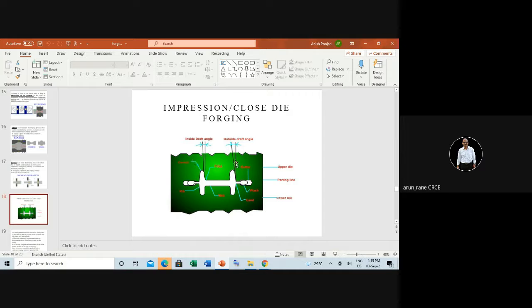This is your closed die forging. You have an upper die, you have a lower die, and this is the parting surface. And you will get this shape. Whatever extra material there is after forging, you have to accommodate that extra material. For that there will be cavities in which that extra material will go, which we call flash, and then this has to be cut off. Simple.